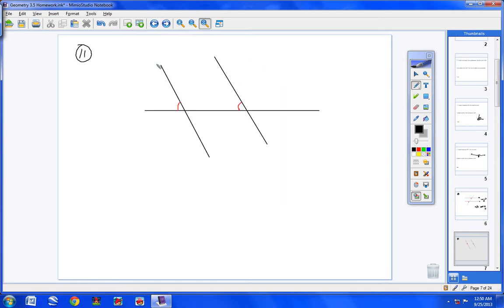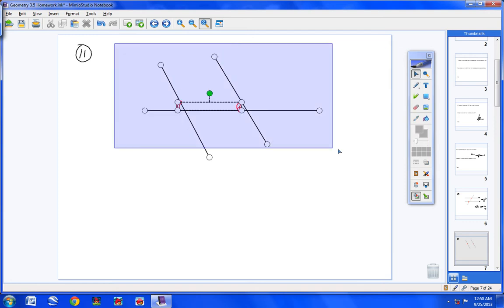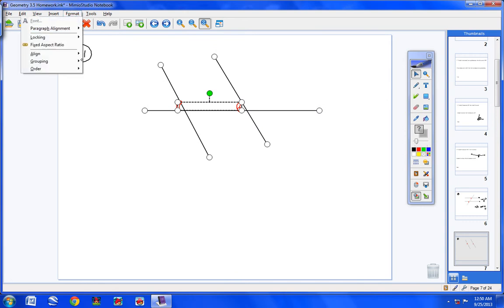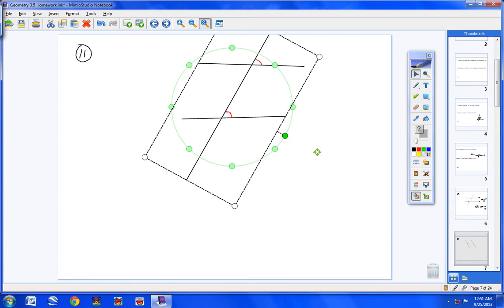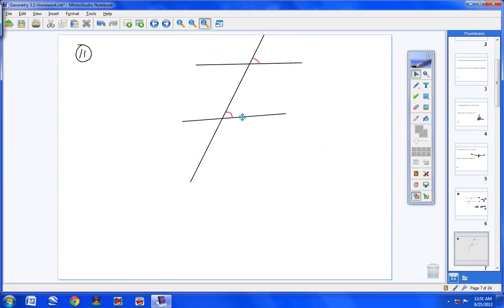All right, number 11. Now again, I hope you don't feel like I'm totally babying you guys. I just try to make this as easy as possible. You can turn your book, whatever you want to do. I like to turn this picture around so I can see it a little better.